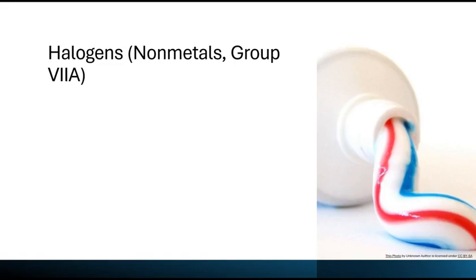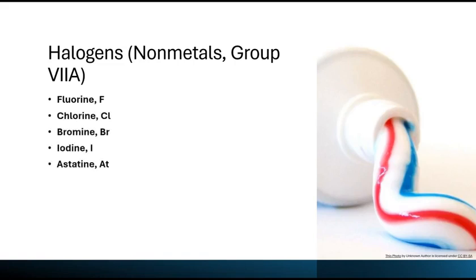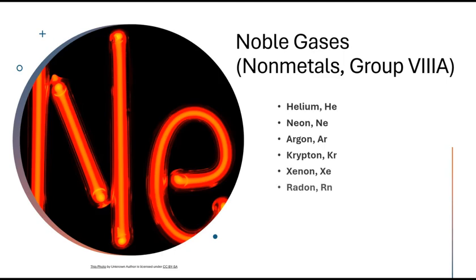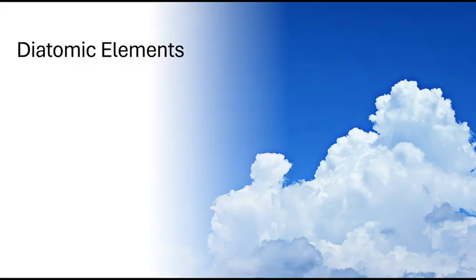The halogens, these are nonmetals in group 7A: fluorine, chlorine, bromine, iodine, astatine, and these elements tend to form 1- anions when they undergo chemical reactions. The noble gases, this is the very last column. These are also nonmetals and part of group 8A: helium, neon, argon, krypton, xenon, and radon.